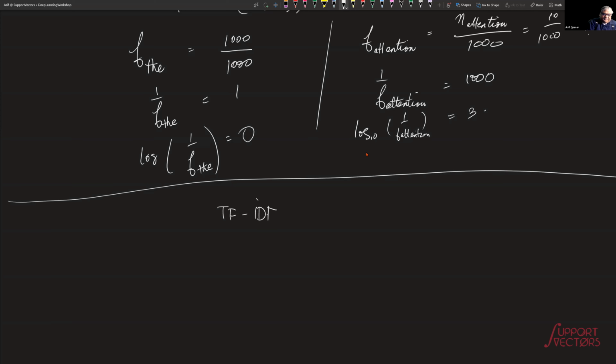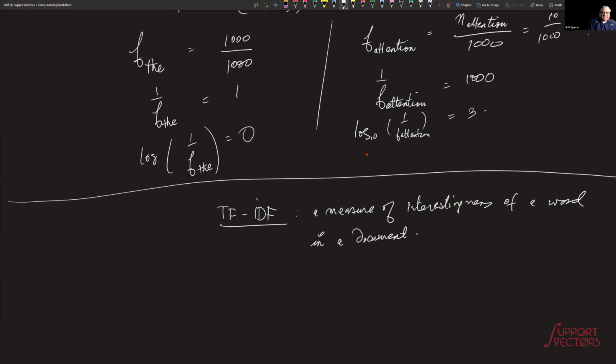So TF-IDF, therefore, is a measure of the interestingness of a word in a document. And remember, TF-IDF, if I may use this, it is for a word in a document J, right? But now you ask yourself this question.